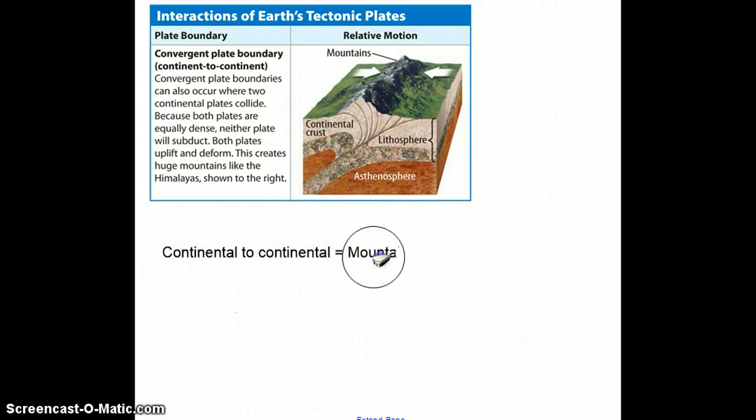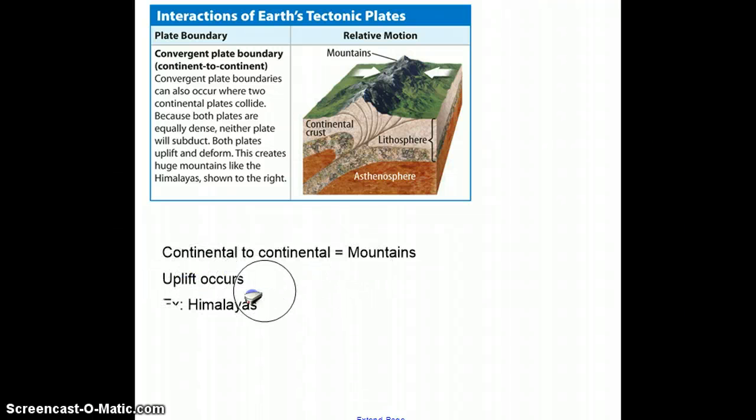And what we're going to see form is mountains, because that uplift is going to cause a large amount of material to move upward. So really the kind of action that we see here is uplift, and an example would be the Himalayas, which is shown here in the diagram. So some of these mountain ranges, when we see them on a continent where you're looking at two continental plates coming together, are formed because of that uplifted material, because neither plate is going to sink.